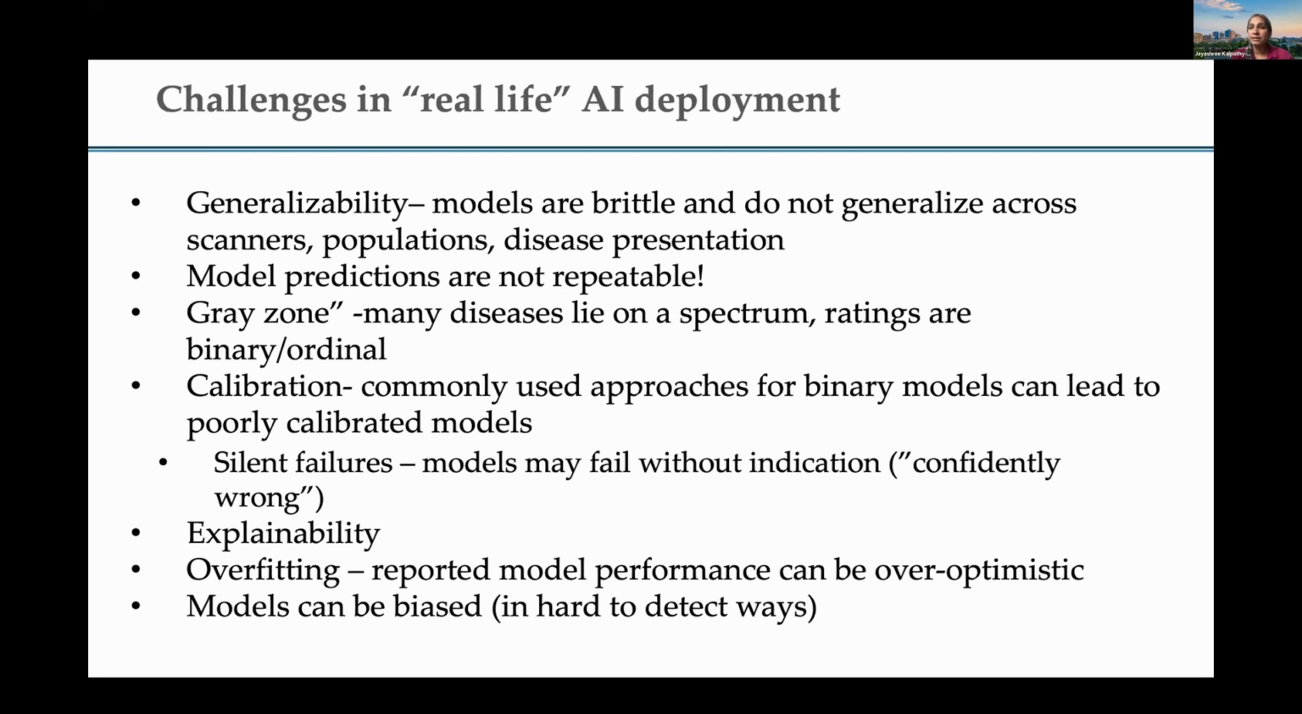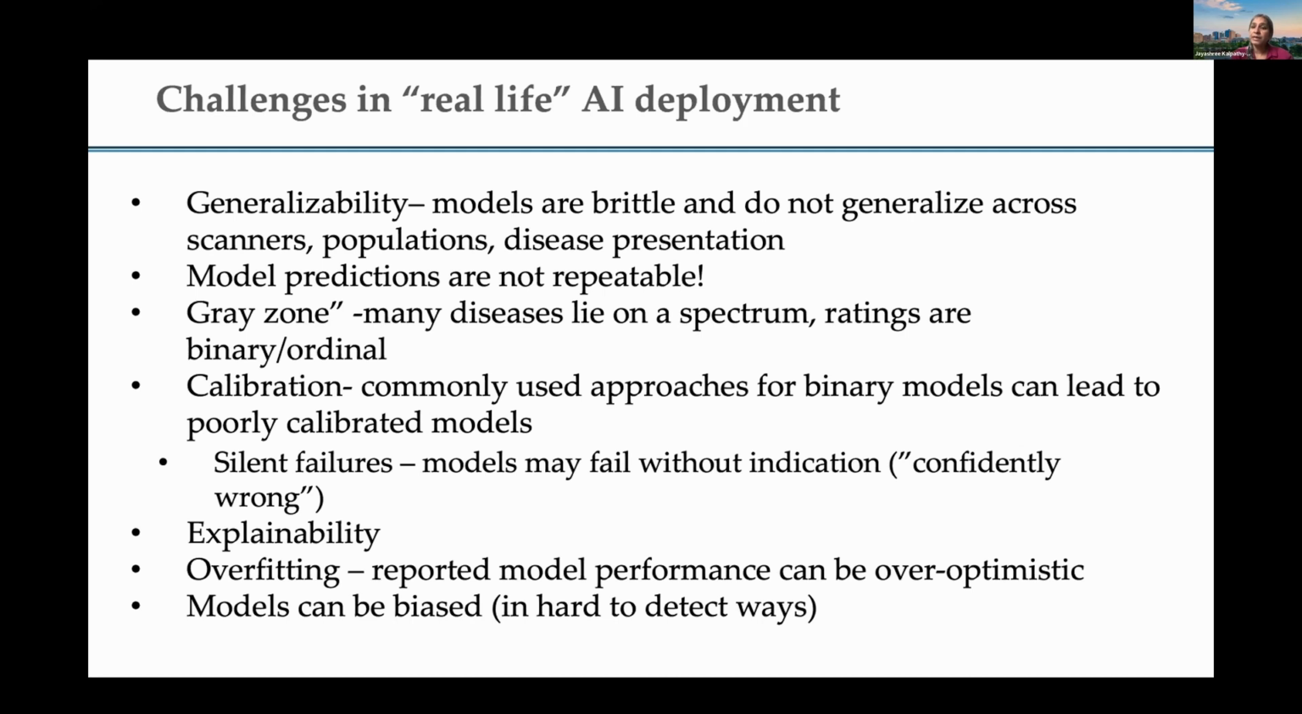So if you have a retest data set of the same person imaged at roughly the same time, what you really hope is that the algorithm's output is the same. And we found that, shockingly, that was not the case. Another area is this concept of a gray zone. So many diseases lie on a spectrum, but we often tend to treat the ratings as binary or maybe ordinal. And how do we think about equivocal cases or an intermediate zone?